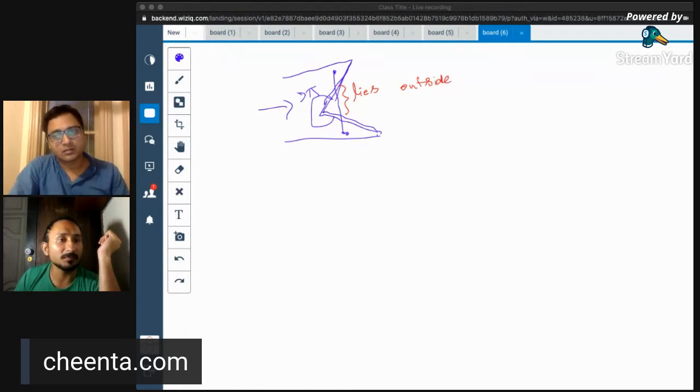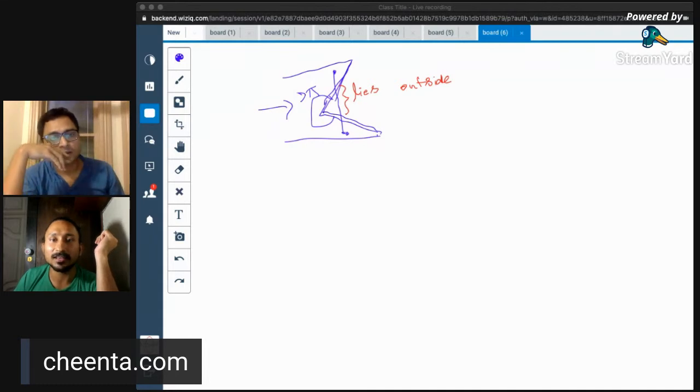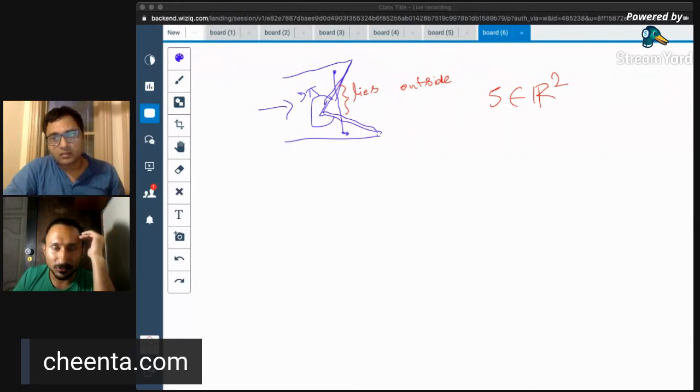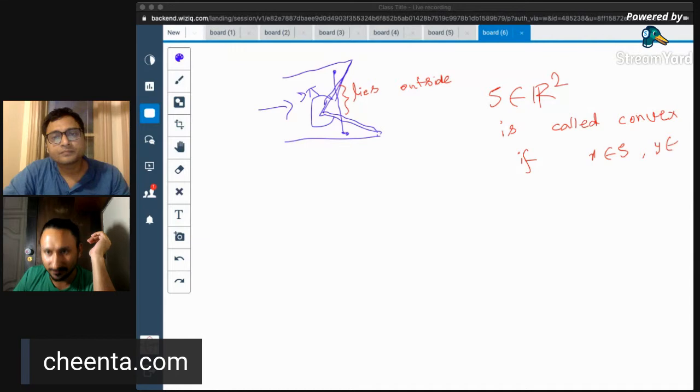So this prompts us to define a convex set S in R2, but it generalizes to Rn. So S in R2 is called convex if X is in S, Y is in S, implies that T x plus 1 minus T into Y is in S for every T in this interval.